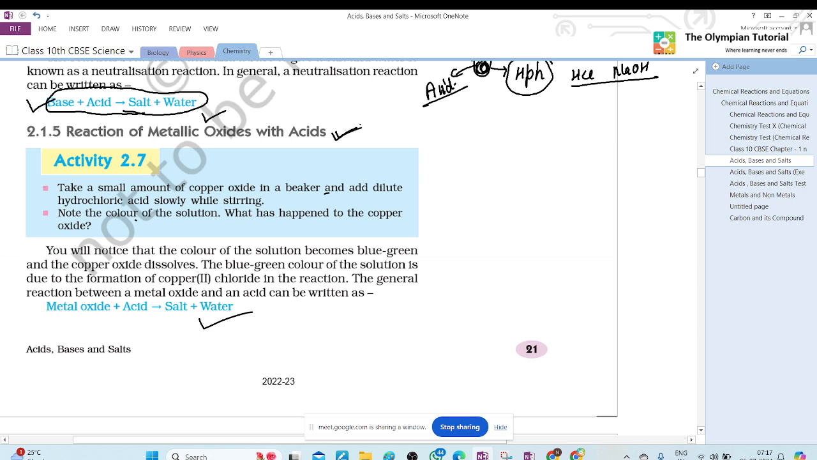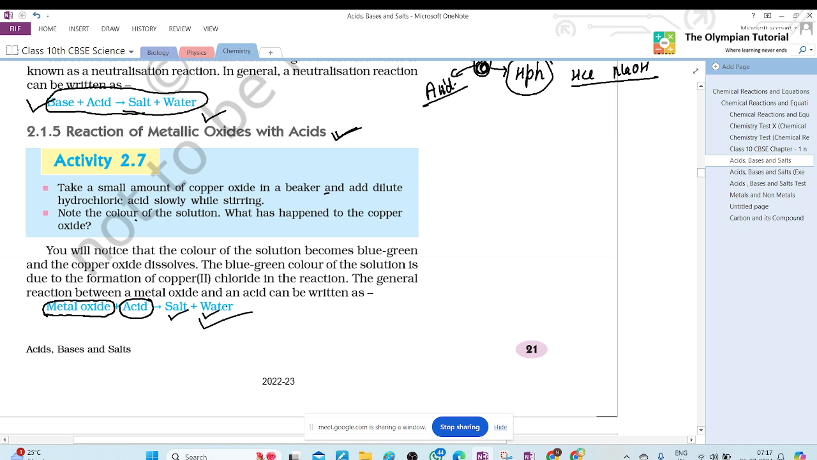This is for neutralization reaction. When acid reacts with bases, it will give salt and water. Should I continue? Yes, ma'am. Here, reaction of metallic oxides with acid. Students, here it is written metallic oxide when reacts with acid. Metallic oxide on reaction with acid will give salt and water.